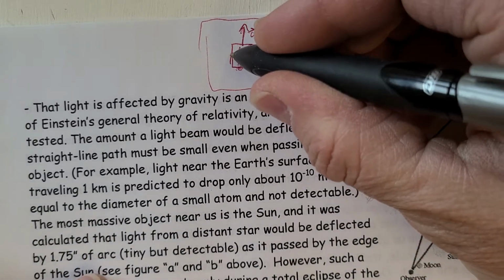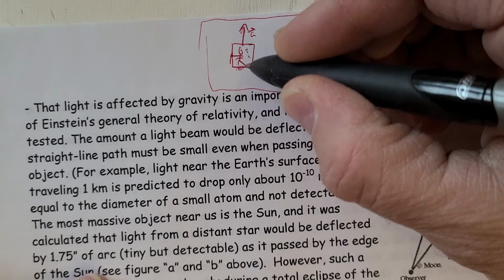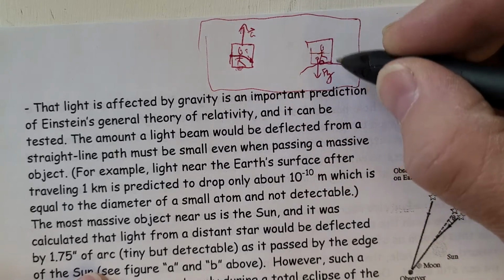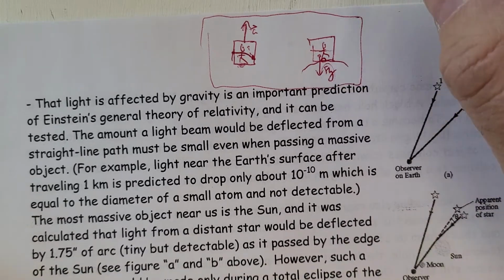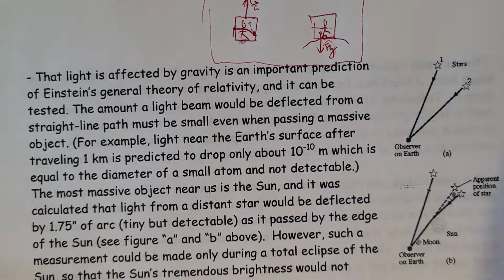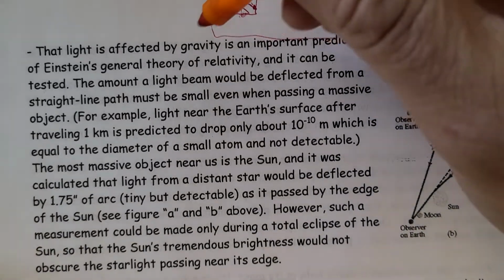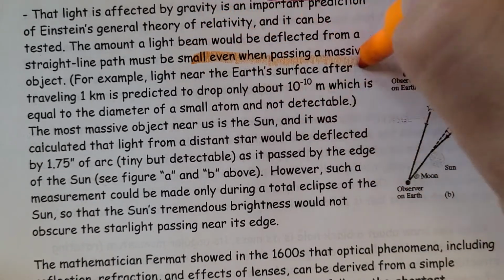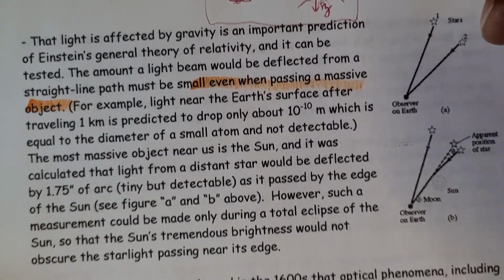And of course that brought in an interesting idea: if I shone a light from across here and I was accelerating, it would appear to curve down. Now we don't see curving down here because our force of gravity isn't large enough, but if it were, I would experience the same type of thing, a curvature downwards. So that light is affected by gravity is an important prediction of Einstein's general theory of relativity, and it can be tested. The amount a light beam would be deflected from a straight line path must be small, even when passing by a massive object. So yes, we don't see it deflected quite simply because that downward force isn't large enough.